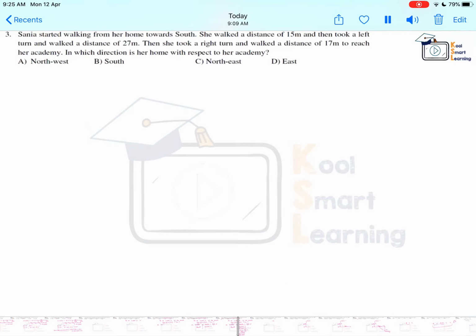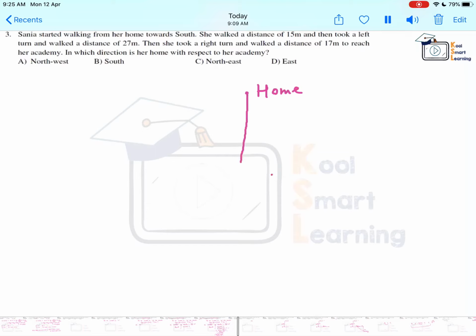Moving to the third question, Sanya started walking from her home towards south. She walked the distance of 15 meters and then took a left turn. So let's start, as we read the question, let's start drawing how she is moving. So let's take this point as her home. Now she is walking towards south, which means like this, and she walks a distance of 15 meters.